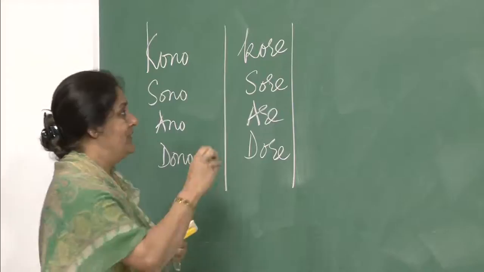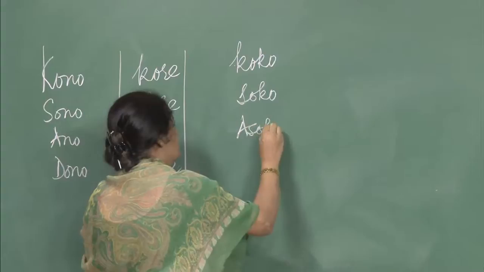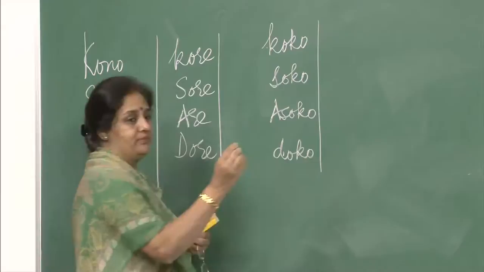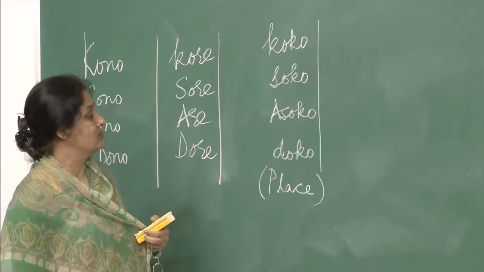Now, today, we will do a new set of demonstratives, which is koko, soko, asoko, and doko. Now, what does it mean? This is for location, for place. Place marker is doko. Showing location is koko, soko, asoko, and doko.